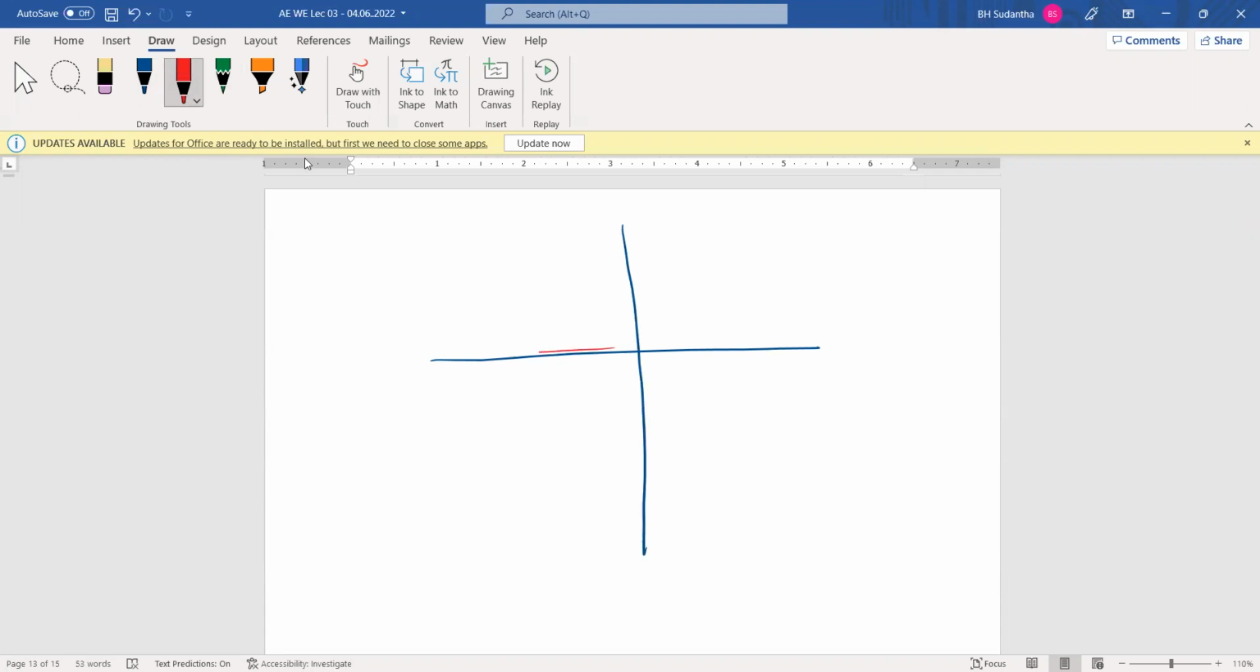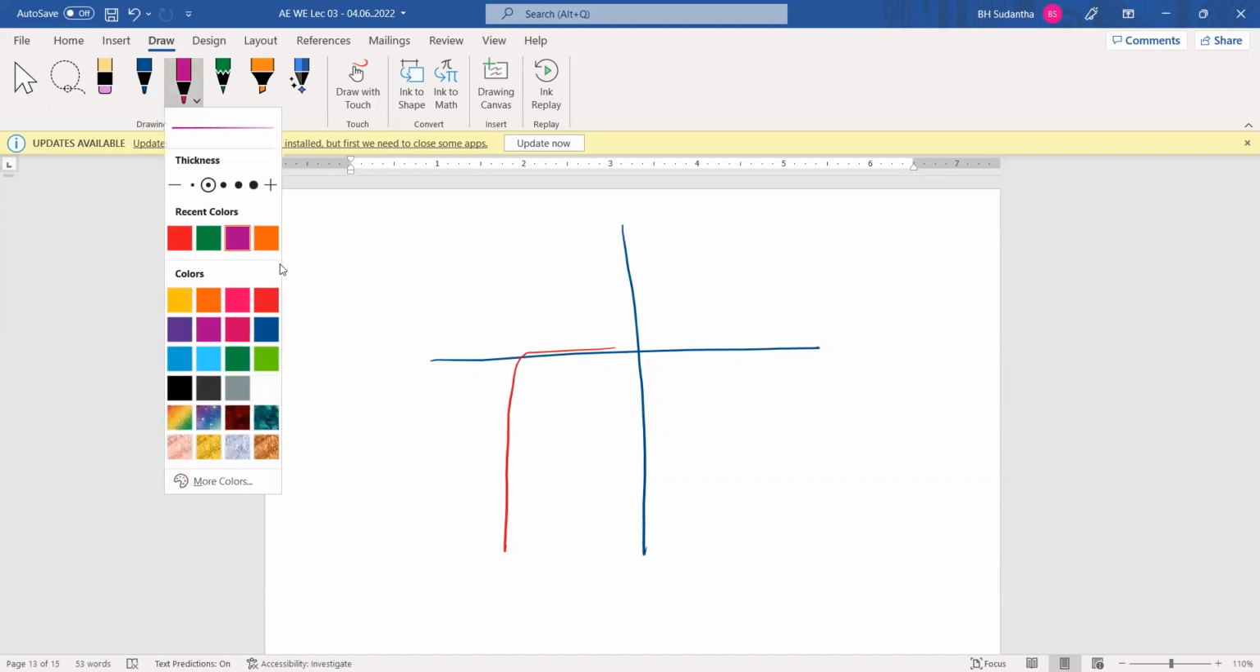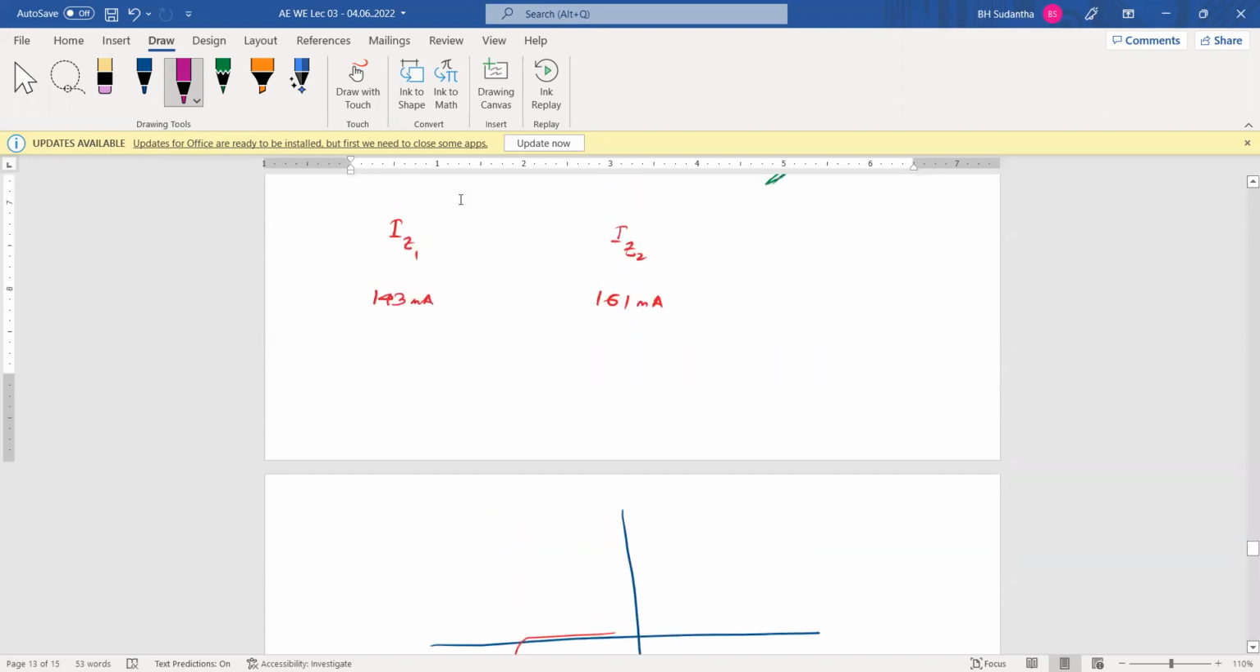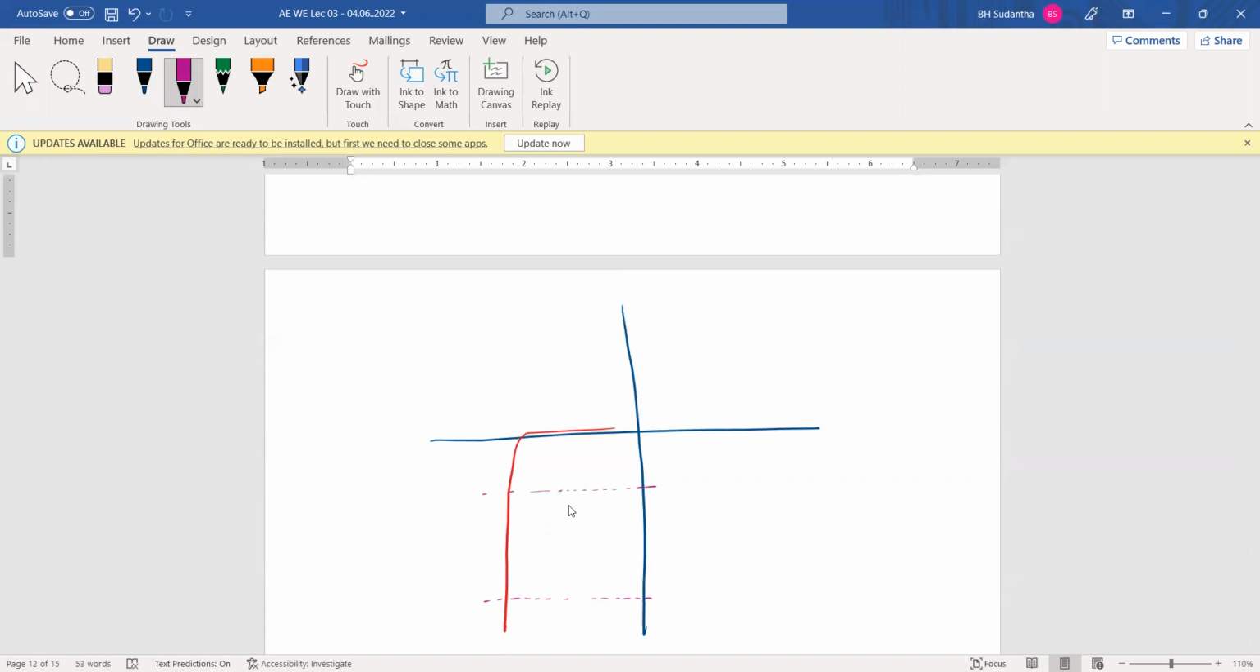This one is in this region, and in our case, what are the currents? 143 and 161. Then it may be here. This is 161 and this is 143. But the actual linear region may be this.